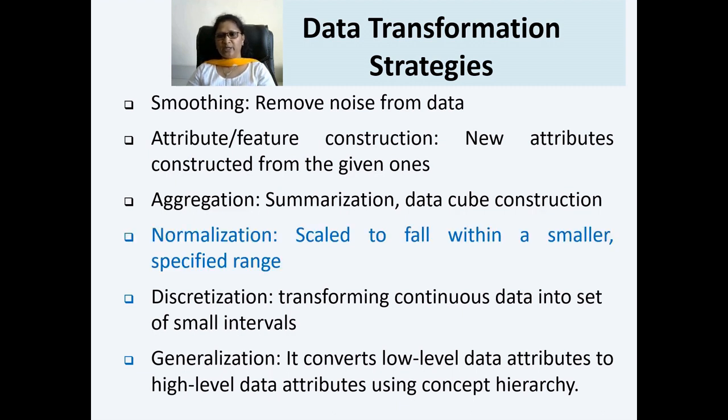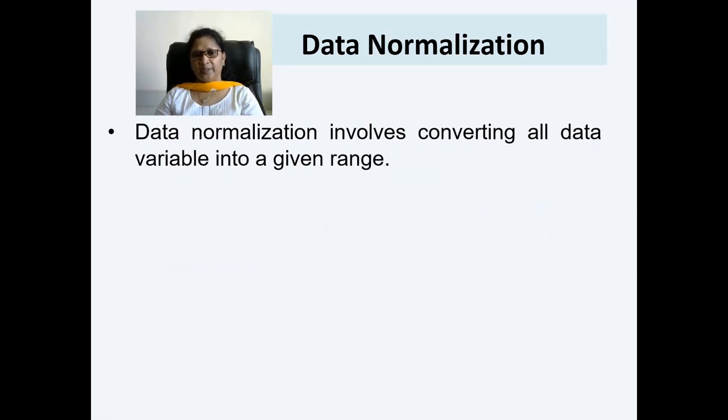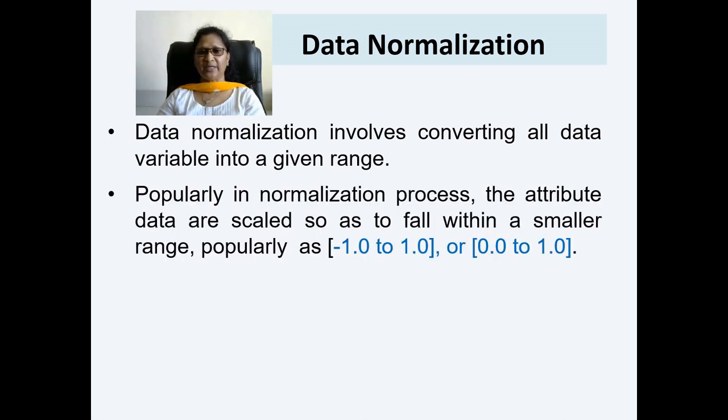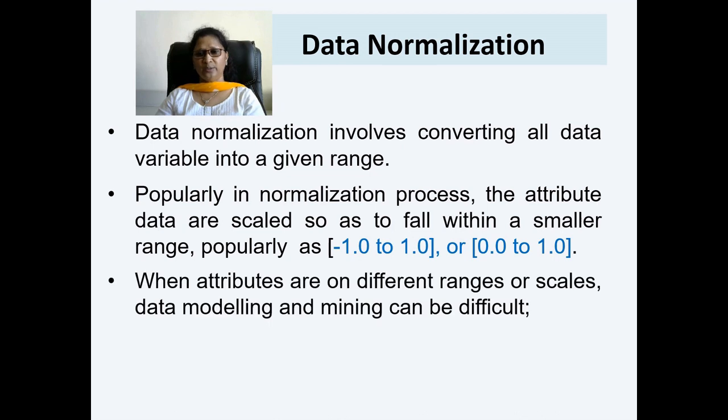And in this video, we shall be learning about normalization. Now, what is data normalization? Data normalization involves converting all data variables from one range to a new given specified range. Popularly, in the normalization process, all attributes are transformed or scaled to fall in a smaller range, which is -1 to 1 or 0 to 1.